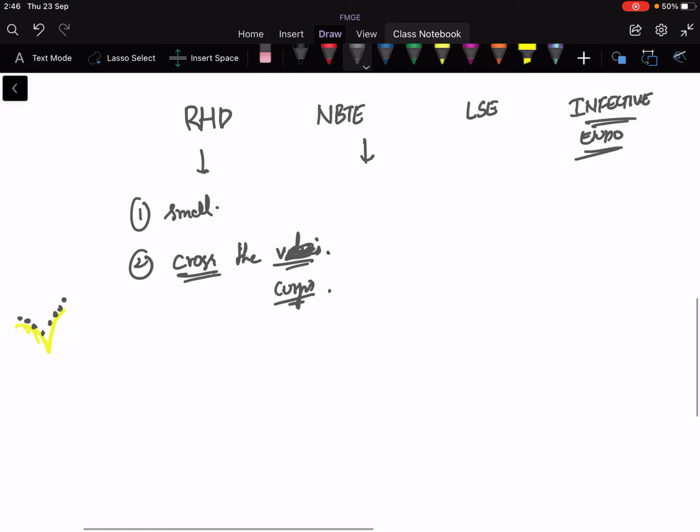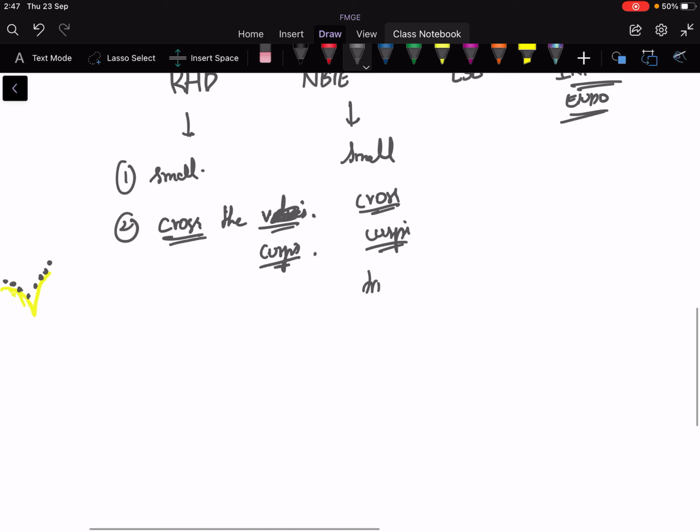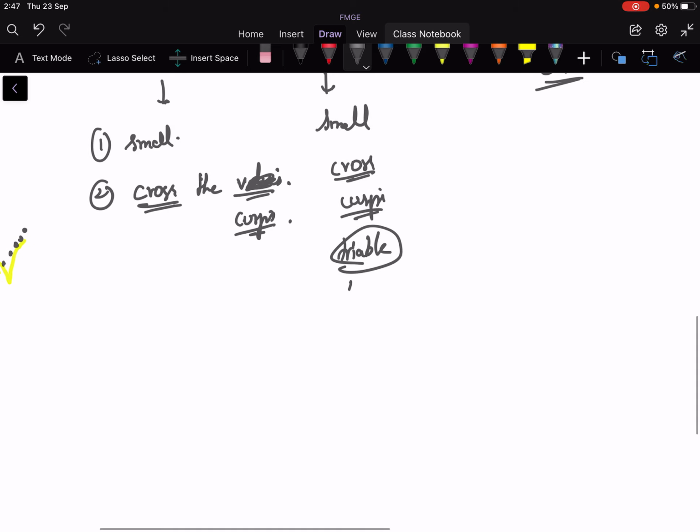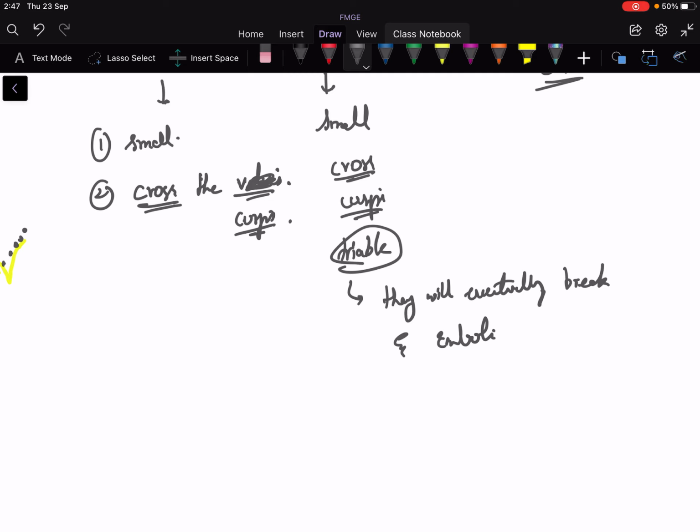In non-bacterial thrombotic endocarditis they are also small, they also don't cross the valves or cusps, but the only thing is they are friable. This is very important. What is meant by friable? Friable means they will eventually break and they will form emboli.